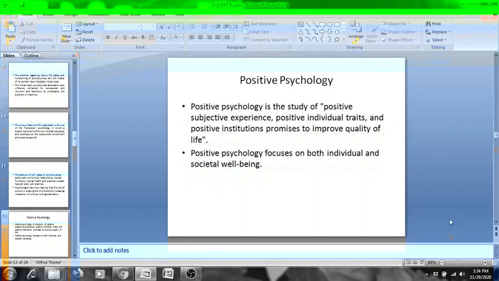Positive psychology. Positive psychology is the study of positive subjective experiences, positive individual traits, and positive institutions, and promises to improve quality of life. Positive psychology focuses on both individual and societal well-being.